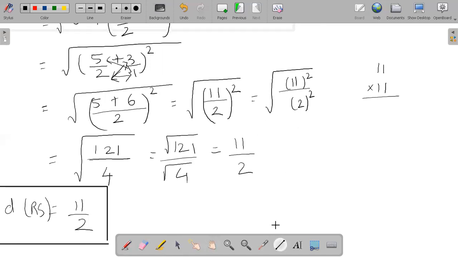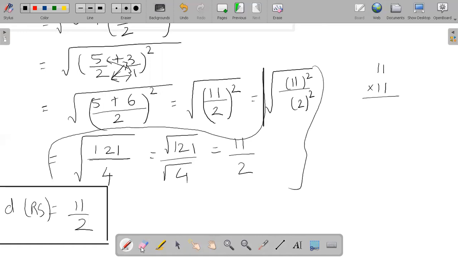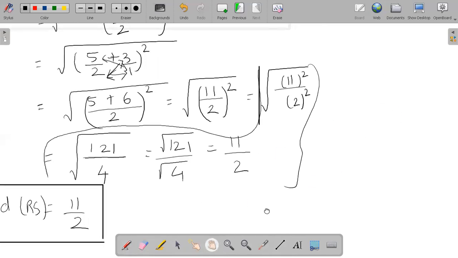Now there is one shortcut way, we can avoid these steps. So this step we can avoid. This step can be avoided. How it can be avoided, I'll tell you that. Look here. So we got up to this step. I'll take it here.